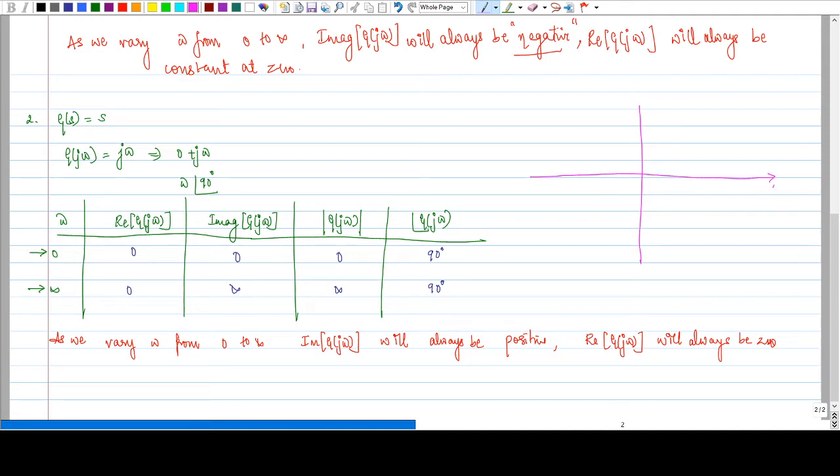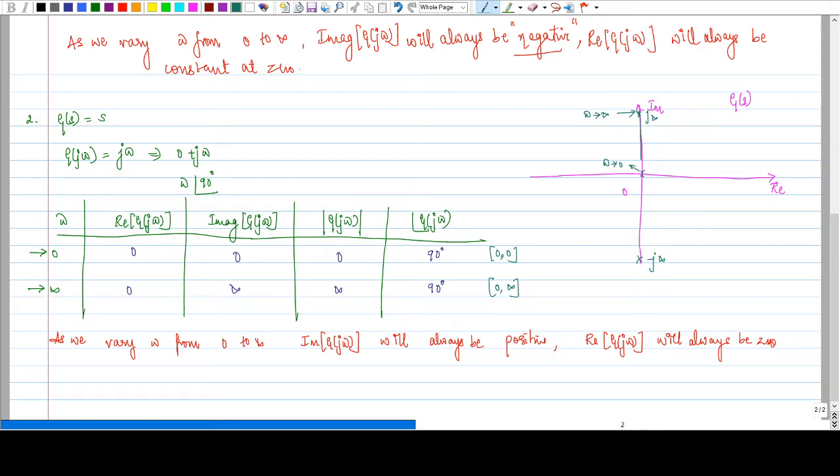This is real, imaginary. This is 0. So this is my G of s plane. The first point is 0 comma 0. This point is nothing but 0 comma infinity. Here I'll take this extreme as plus j infinity, and this extreme as minus j infinity. So the plot will always remain on this axis. When you vary omega from 0 to infinity, this is your first point, for omega tends to 0, and this is your second point, for omega tends to infinity.